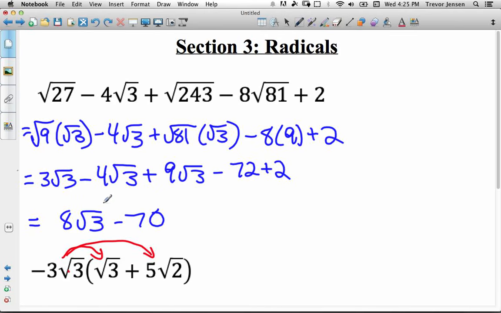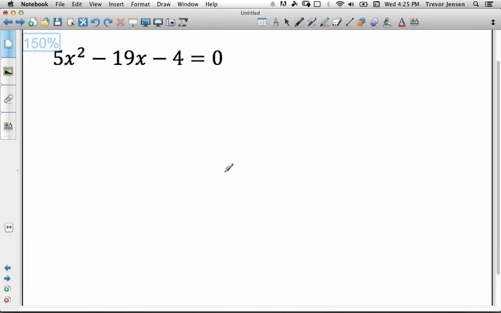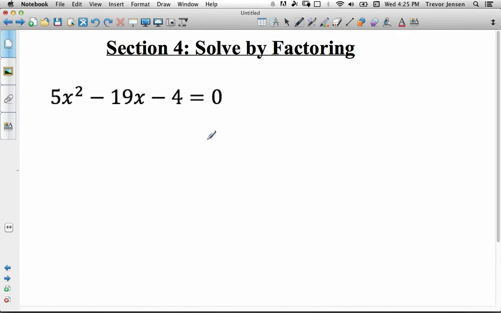And that's it for radicals. The next section you probably covered was solving quadratics. There are two ways you can solve quadratics. If a quadratic is factorable, you could solve it by factoring. And I'm going to go over the shortcut I would have shown you in this section earlier.